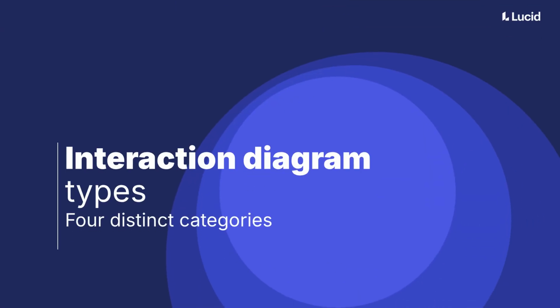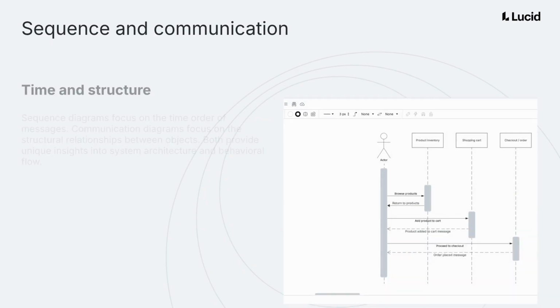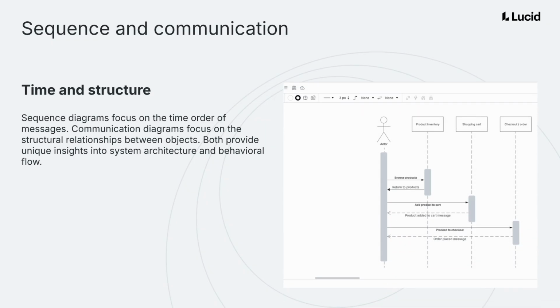There isn't just one way to view an interaction. There are the four types of interaction diagrams: sequence, communication, timing, and interaction overview diagrams. Sequence diagrams are the most popular, focusing on the chronological order of messages.